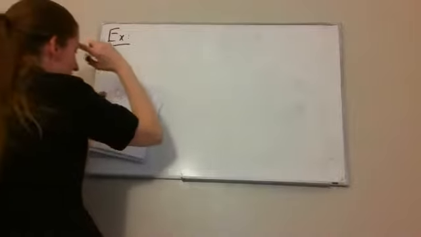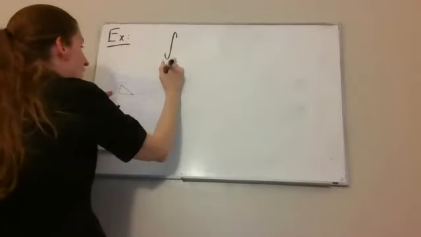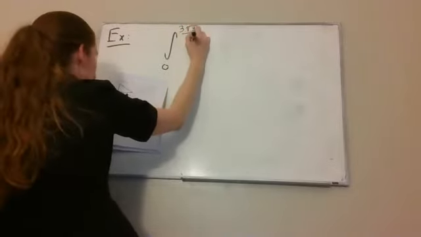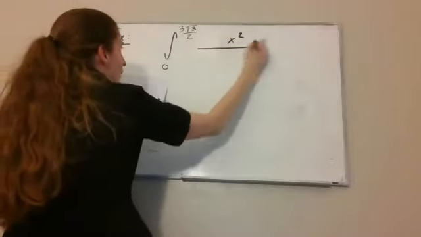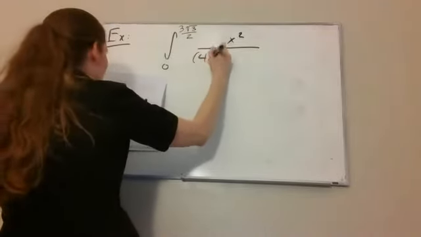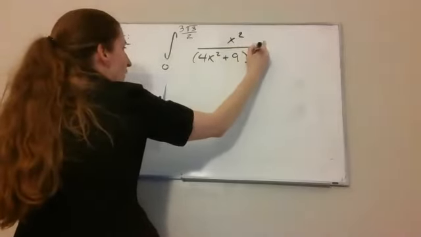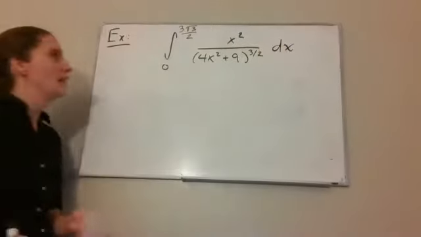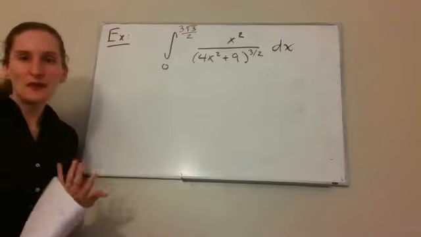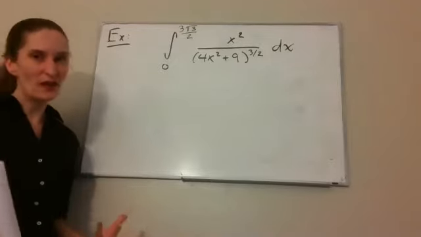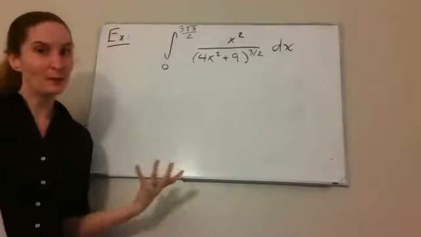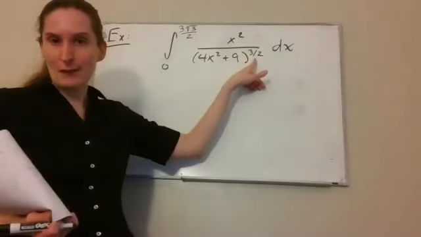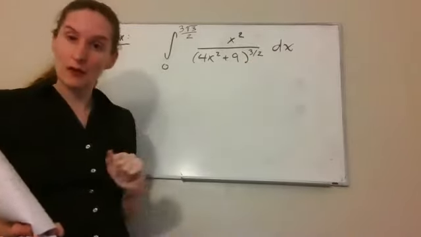So let's do the integral from 0 to 3 square root of 3 over 2 of x squared over 4x squared plus 9 to the 3/2 power dx. Now, at first glance, you might be a little confused about this one because it does not look like the other problems we just did. I don't explicitly have a square root written in this problem, but it's there. I have a 3/2 power. That means I have a square root and it's to the 3rd power.